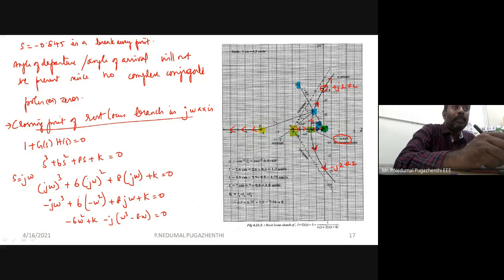Mark that point. Okay, try to join the line segments from all the other poles. Let us say 0, from 0 you have a line segment. From -2 you have a line segment. From -4 you will have another line segment.